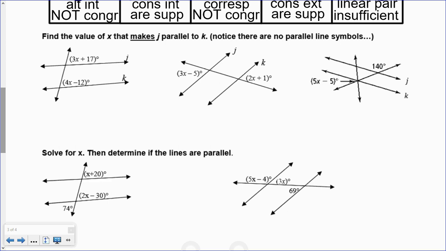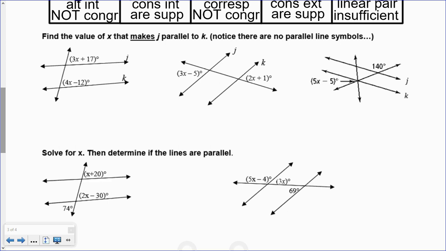Basically, you're just going to treat it exactly the same way as we did last class. You need to figure out what the angle relationship is. If I want the lines to be parallel, I have to force the relationship to either be congruent or supplementary, depending on what the angles are, and then you write an equation and solve. So it's exactly like lesson 2. The directions are just different, okay?